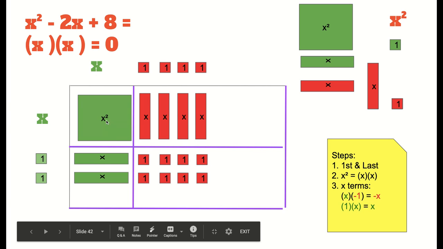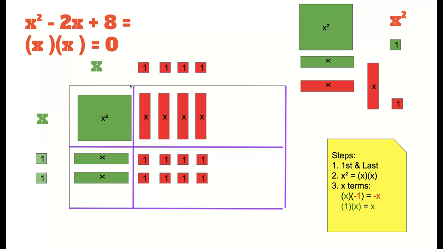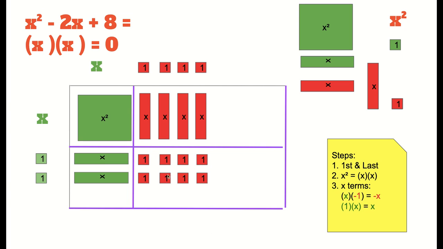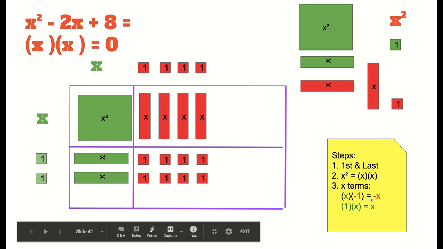So x times x is x squared. X times negative 1 is negative x. We have 4 of those. Then 1 times x is x. We have 2 of those. And then 1 times negative 1 is negative 1, and we have 8 of those. So again, x times negative 1 is the negative x, and 1 times x is x.